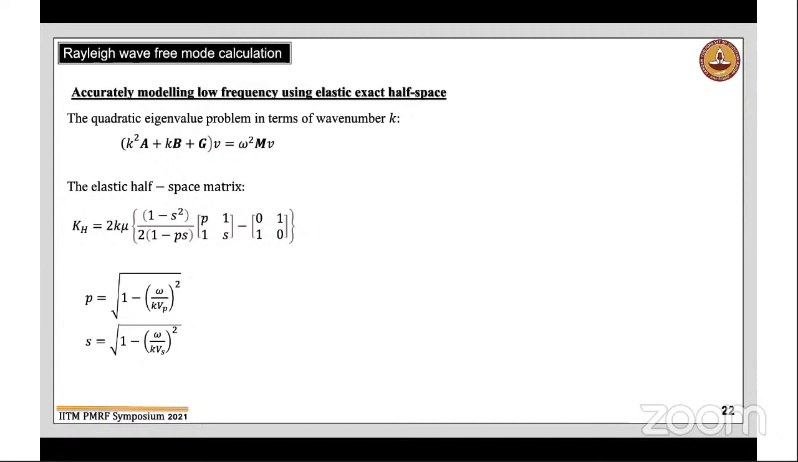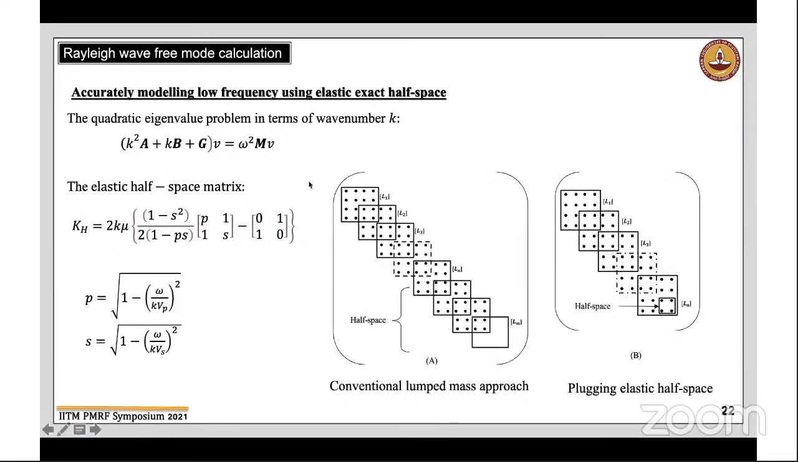But in this study we have modified this elastic half space equation, and now we can implement it into this quadratic eigenvalue problem, and we can solve it easily as an eigenvalue problem. So this outcome looks like in the figure: A is the conventional lumped mass approach, the conventional way of representing the elastic half space by using a large number of layers. But in our case, we have replaced a large number of layers by only a single 2x2 matrix, and it gives very efficient results.